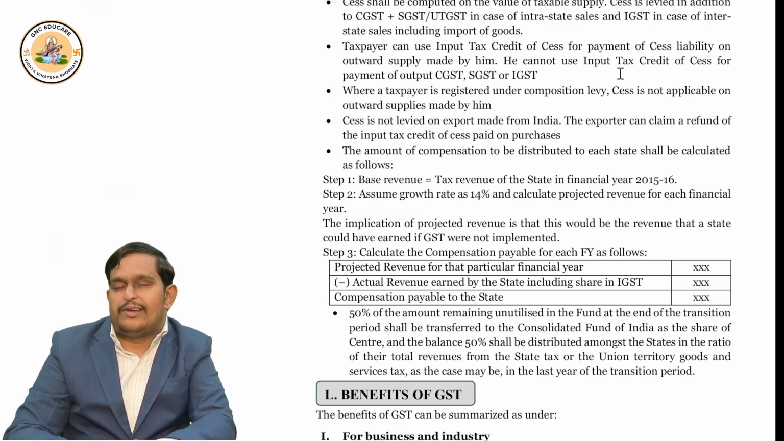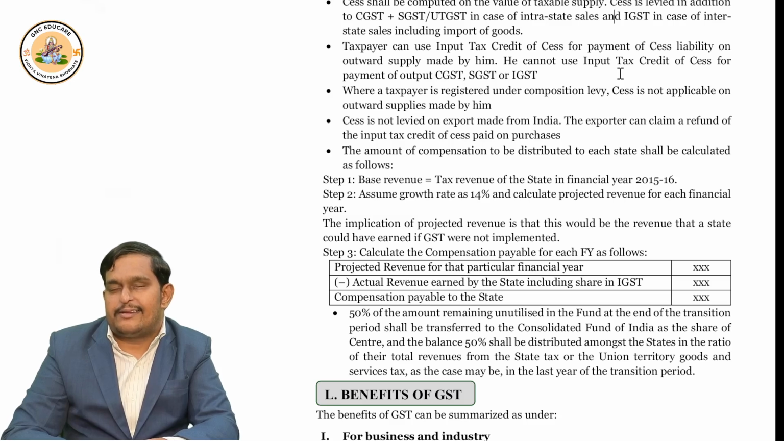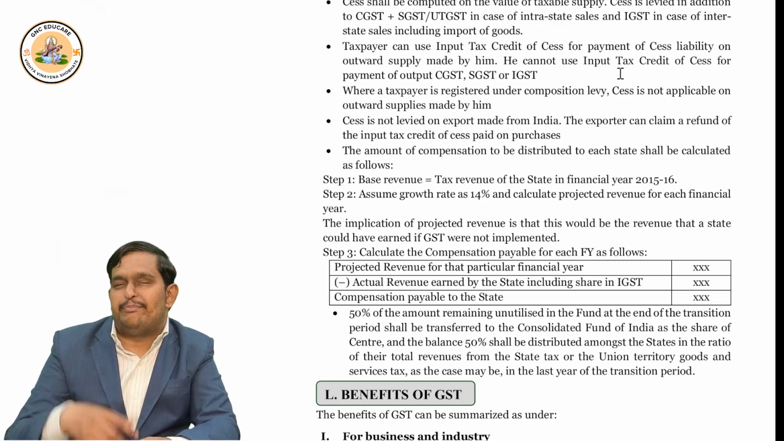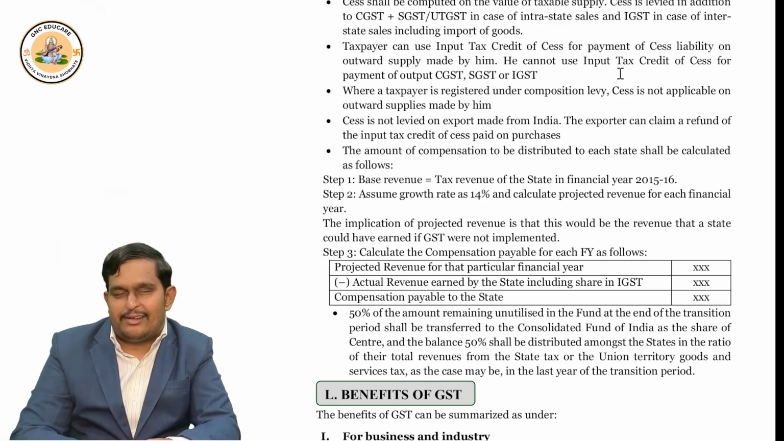So what did we discuss? Easy compliance, uniformity. Then we discussed the removal of the cascading effect, that is, tax on tax is removed now. Tax should be only on value, not on tax. Then further we discussed that business competitiveness has increased.